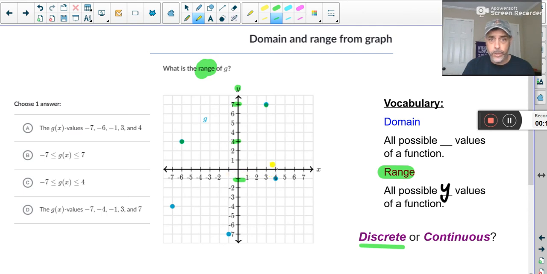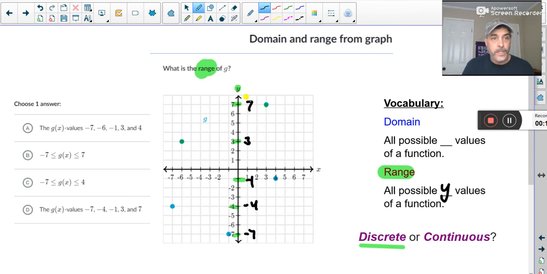There is a y value of -1, a y value of -4, and a y value of 7. So I'm looking at all of these discrete points, and I'm looking at just their y values. And now I'm thinking, look for an answer that has -7, -4, -1. Don't forget that that's this guy right here.